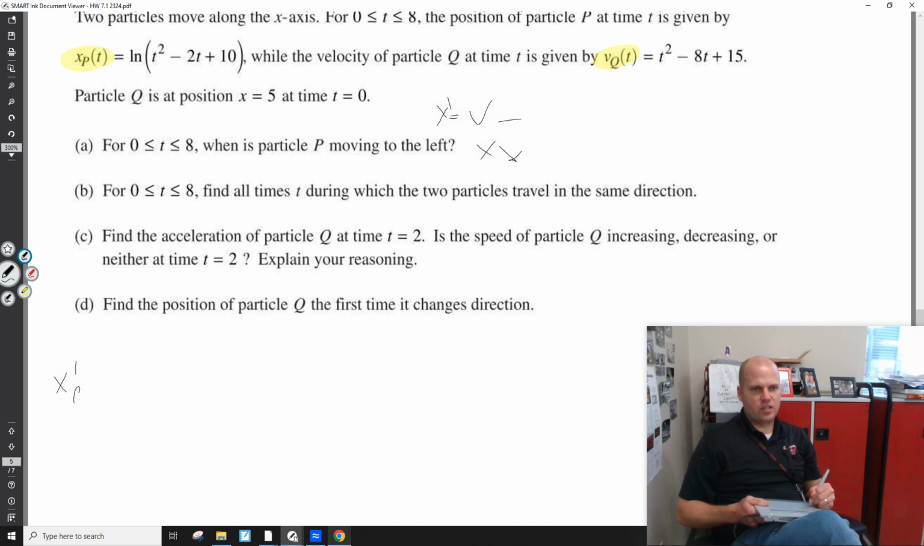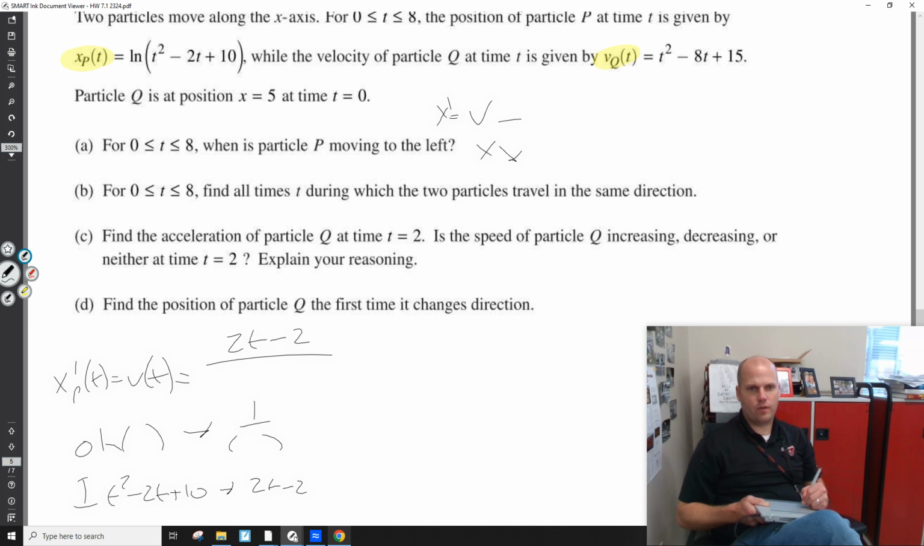So the rate of change of position, which is my velocity, is, okay, I got log parentheses, and I got t squared minus 2t plus 10. The derivative of log parentheses is 1 over parentheses. The derivative of that is 2t minus 2. So I got 2t minus 2 over t squared minus 2t plus 10.